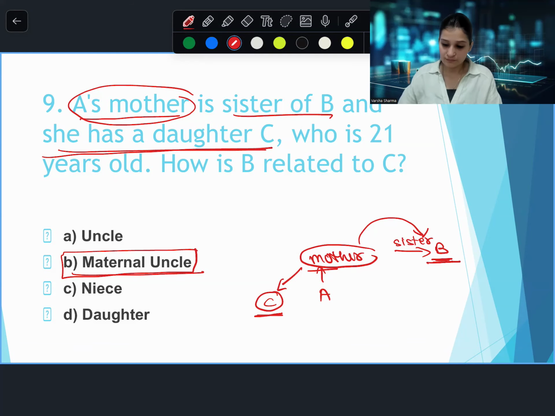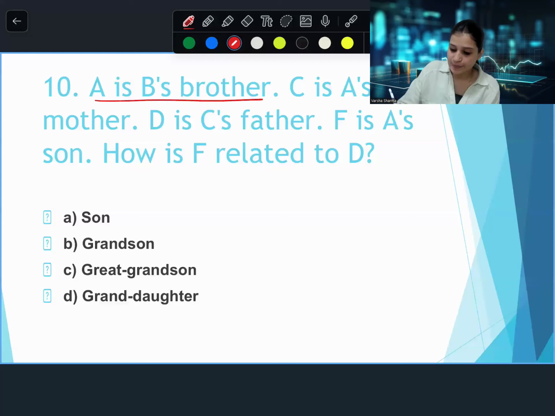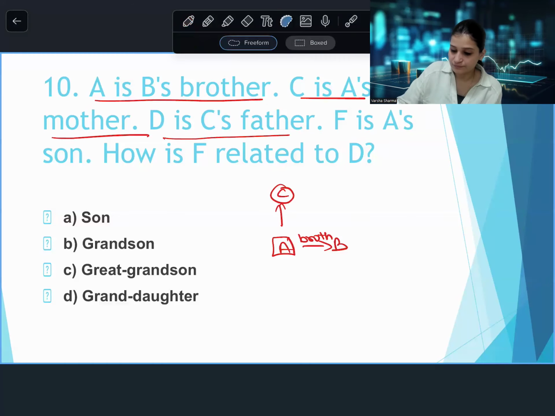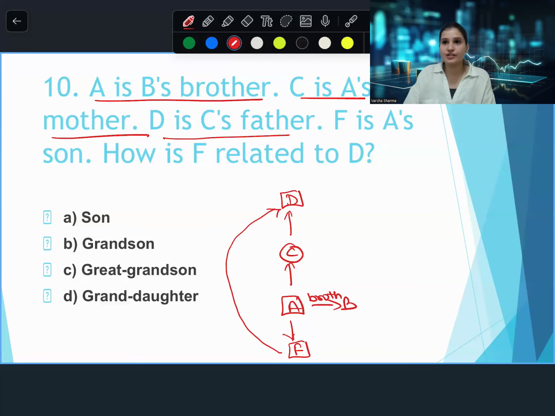10. Great grandson. A is B's brother. C is A's mother. D is C's father. F is A's son. How is F related to D? Four generations. So great grandson. Clear?